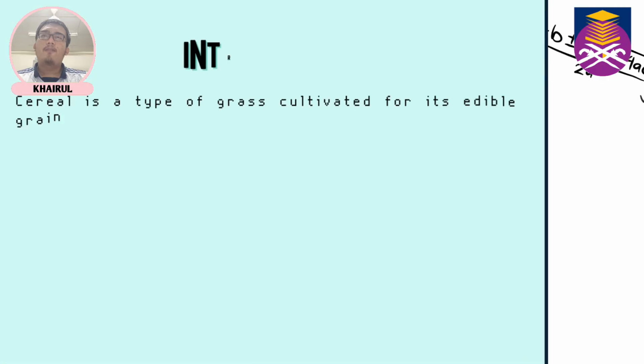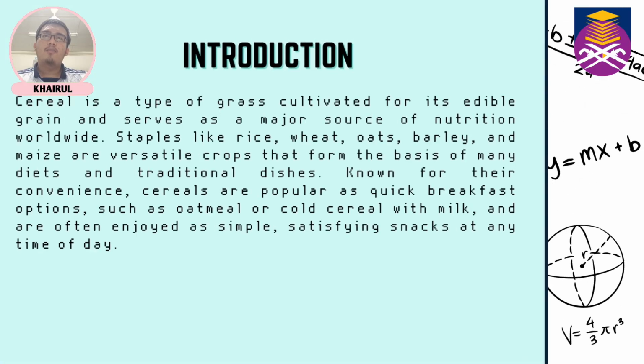Cereal is a type of grass cultivated for its edible grain and serves as a major source of nutrition worldwide. Staples like rice, wheat, oats, barley, and maize are versatile crops that form the basis of many diets and traditional dishes. Known for their convenience, cereals are popular as quick breakfast options, such as oatmeal or cold cereal with milk, and are often enjoyed as simple, satisfying snacks at any time of the day.